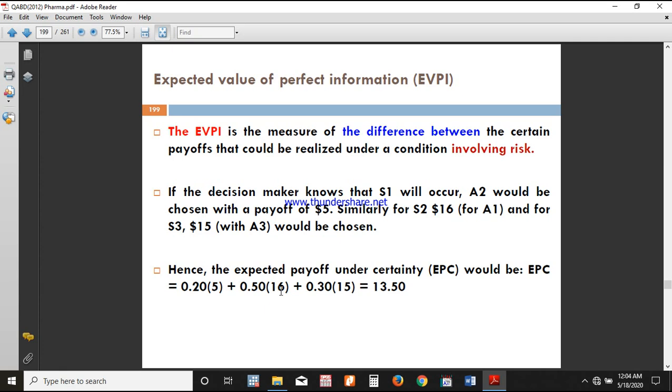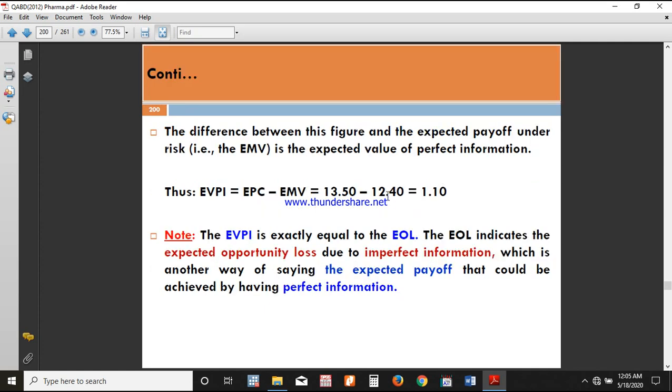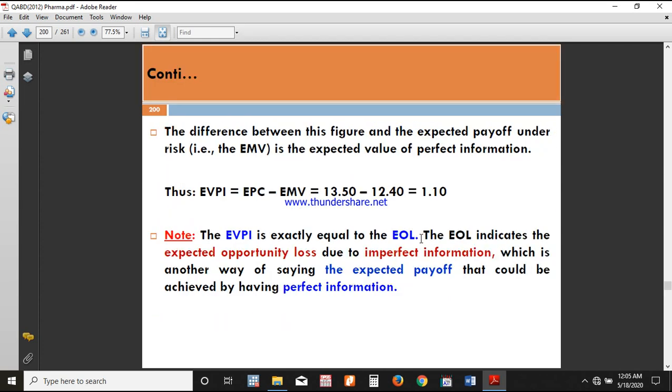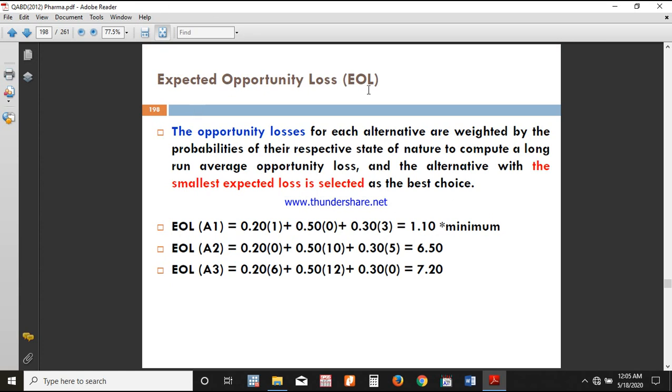Then you multiply the highest values of each column by the probabilities under each column, and the result will become 13.50. This is the expected payoff under certainty value, that is 13.50. Therefore, to find EVPI, which is EPC minus EMV, EPC is 13.50 minus EMV, that is 12.40, which is obtained from here. Taking this 12.40, you can find 1.10. Therefore, this is a similar result to the expected opportunity loss.